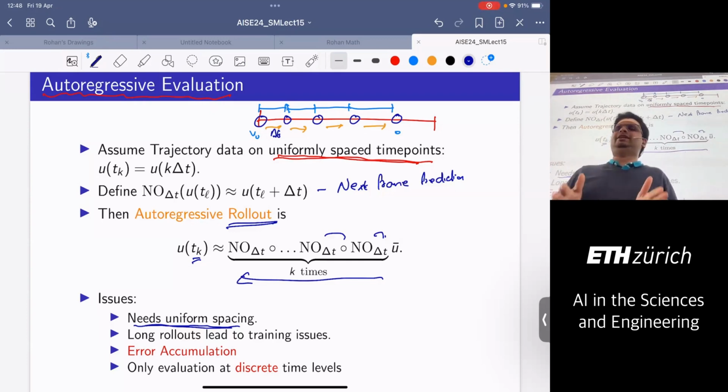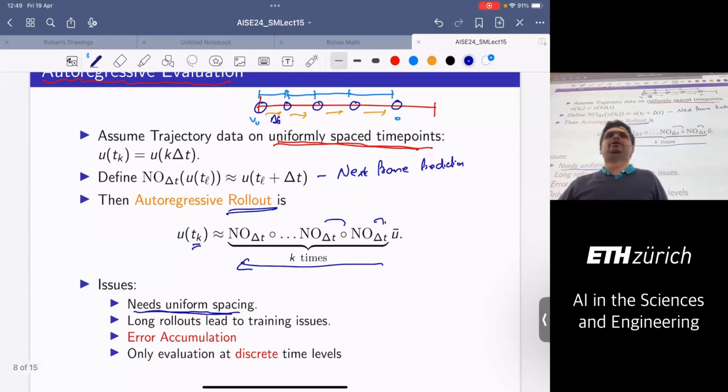During training, there is a whole field on how to do this efficiently. I don't have the time to go into the details. But essentially you can only train for shorter rollouts, in the sense that you take 3 rollouts and try to match the solution, or you take 4 rollouts and try to match the solution. The problem is at inference, you might need to do it 50 times. And this is where this could be an issue. It's also evaluation only at the discrete time levels. We cannot predict continuously in time.